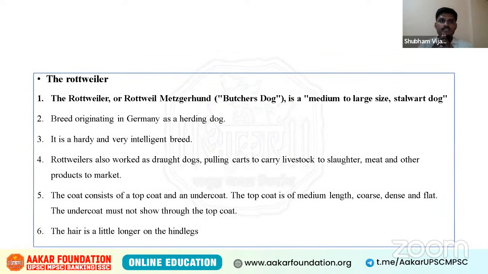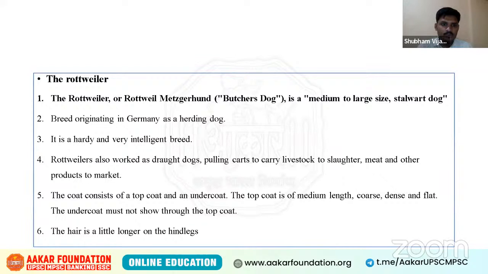Then the next one is the Rottweiler. Rottweiler, or it can be called the butcher's dog. This is a medium to large size stalwart dog. This breed is originating in Germany also, and the purpose is herding. Previously, it was used as a herding dog. This is very hardy and very intelligent also. They worked as draft dogs or even pulled carts to carry livestock to slaughter, or meat and other products for the market. Now, you know the purpose: draft dogs, or pulling carts, Rottweilers are used.